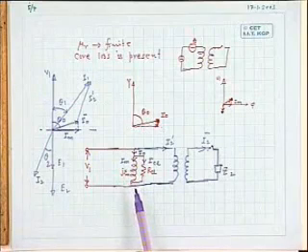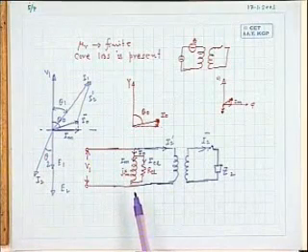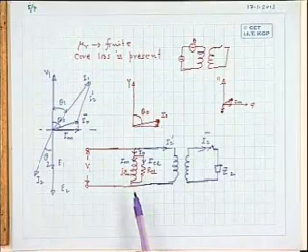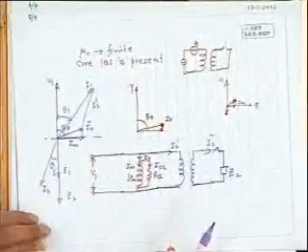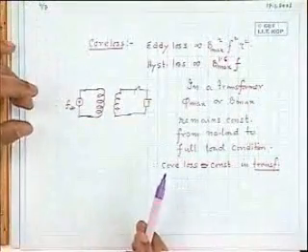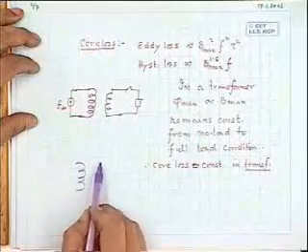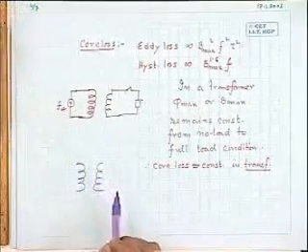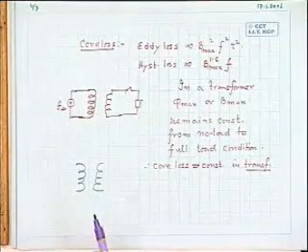Now, two things remain to be taken into account. One is the winding resistance and the leakage flux that may exist in a transformer. You tell me how to take the winding resistance into account. Suppose you consider a transformer which is otherwise ideal, except that winding resistances are present.